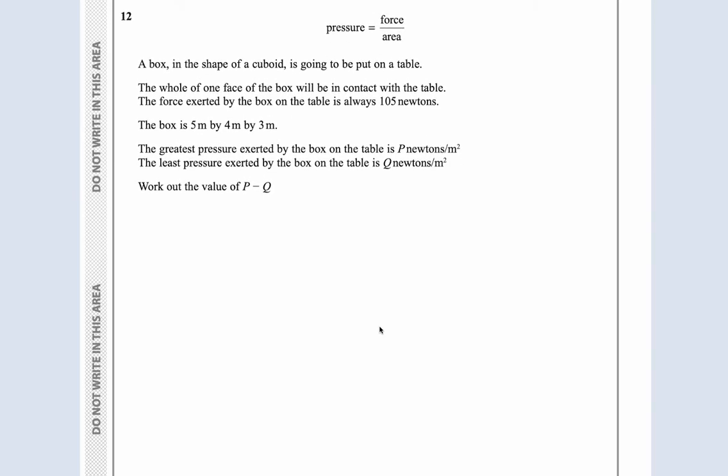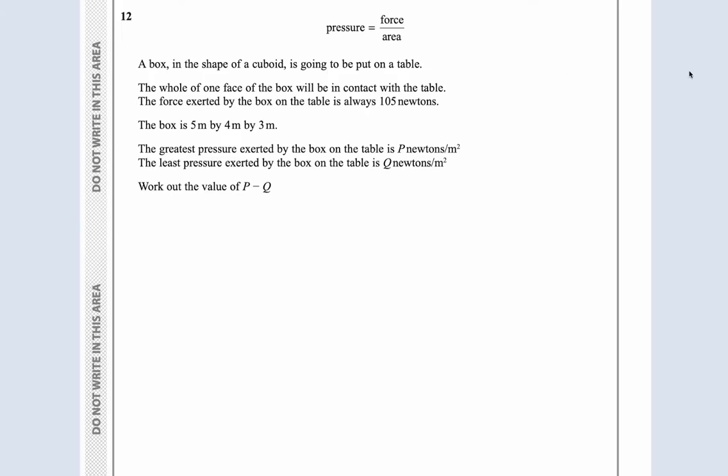Okay, question 12. A box in the shape of a cuboid is to be put on a table. The whole of one face of the box will be in contact. The force exerted by the box is always 105 newtons. The greatest pressure exerted by the box is P. The least pressure is Q. Work out P minus Q.